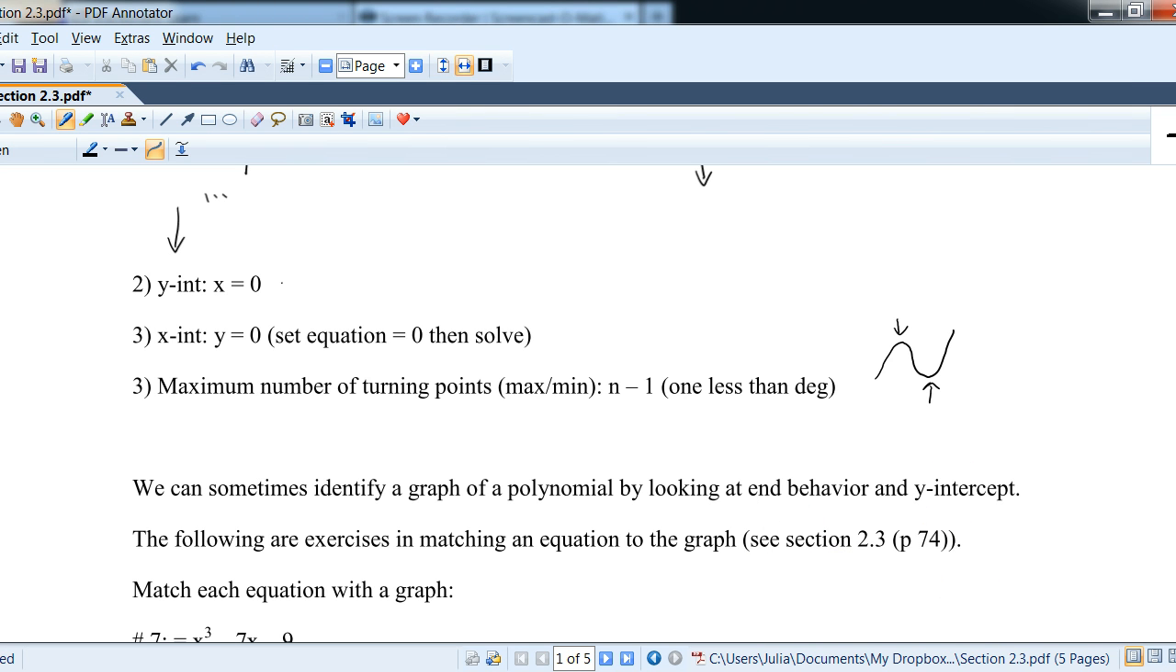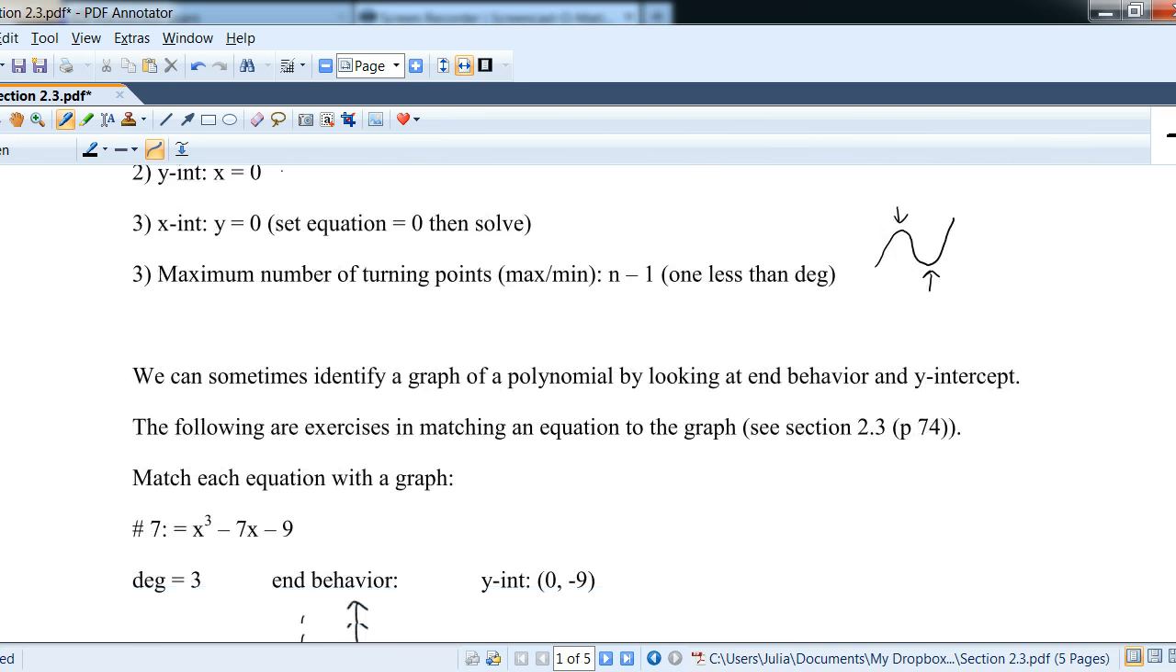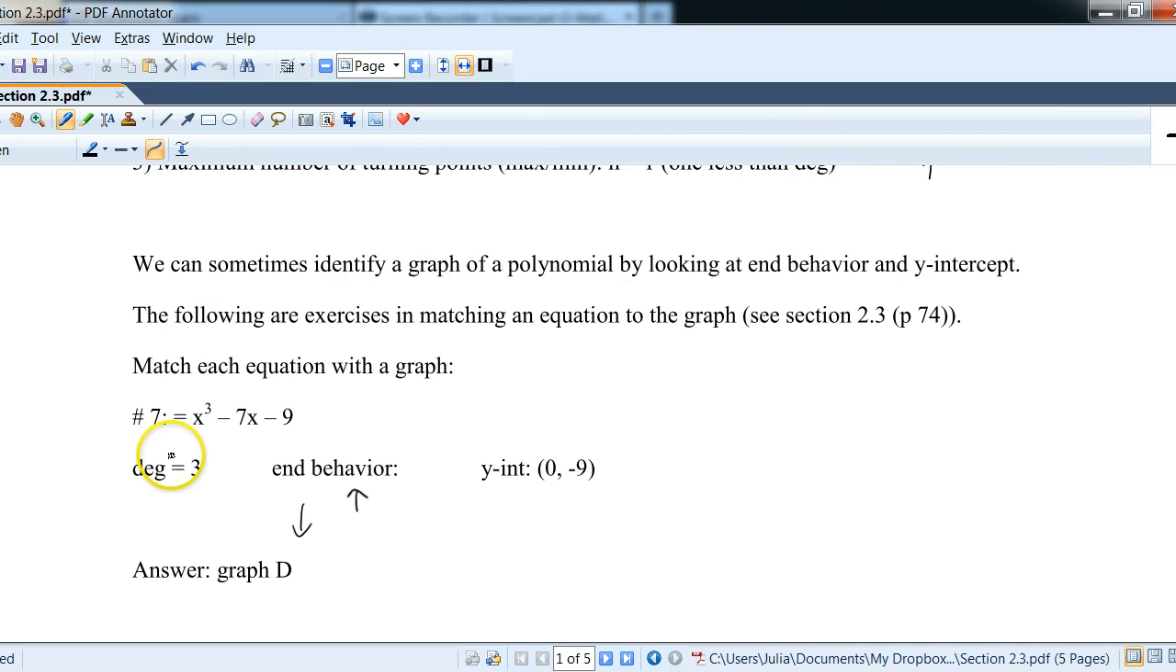It's actually fairly easy once you figure out where everything is. So I threw in a little bit of information. For example, you have x cubed. This is a degree 3 polynomial. End behavior is as above. The left end is going down, the right end is going up. The y-intercept is -9, the constant term. So we identify the graph to be D if you find that section.